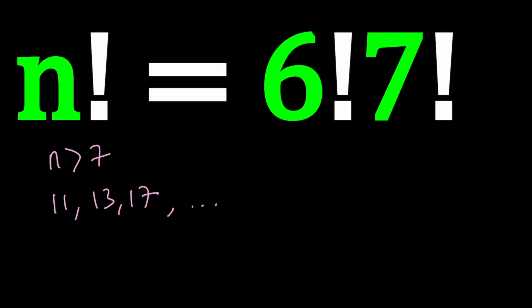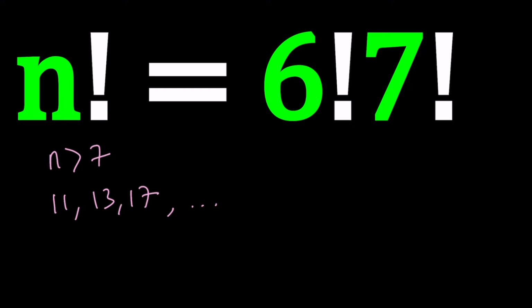All right. So what does that mean? That means n is a composite number. It's not prime, and it's also greater than 7. So it could be 8, 9, 10, 12, 14, and so on and so forth. You get the idea? But there are too many options.